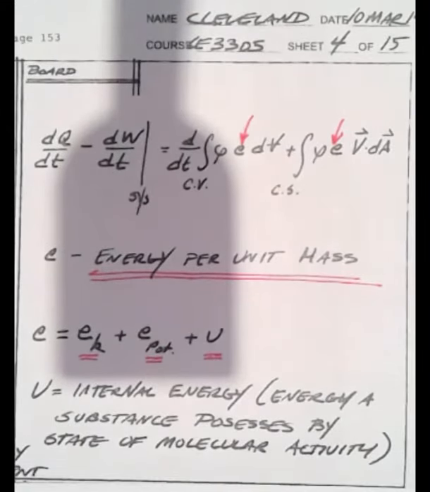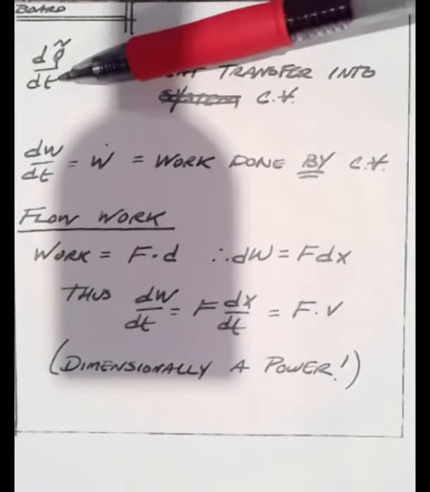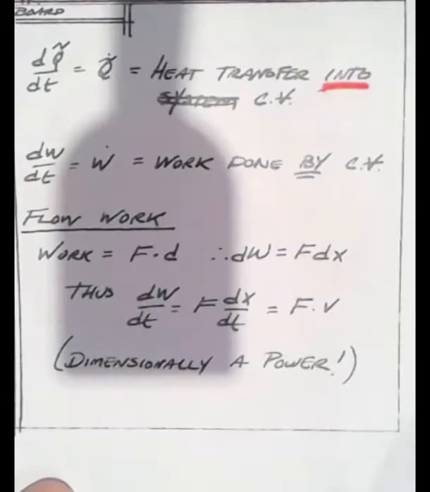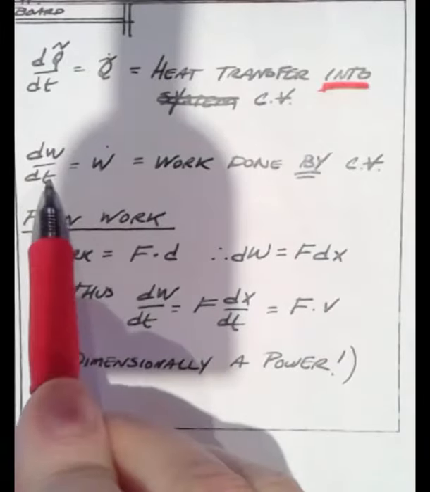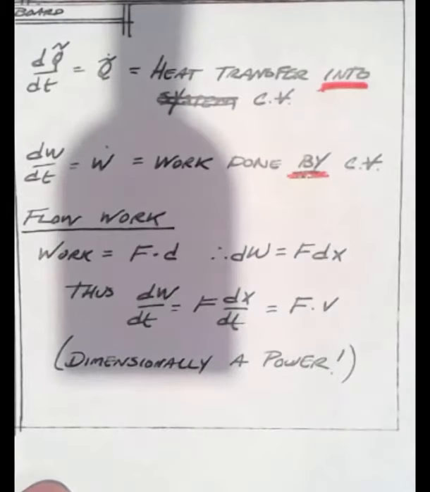And the internal energy, as you recall, is the energy a substance possesses by its state of molecular activity. You can think of the internal energy as comprised of a pressure energy and a chemical energy, a nuclear and electrical. Bear in mind that the pressure is strongly temperature dependent. Now let's look at the components. The dQ/dt term is the heat transferred into the control volume. At least that's the convention. dW/dt is the W dot, and that's the work done by the control volume on the surrounding environment.